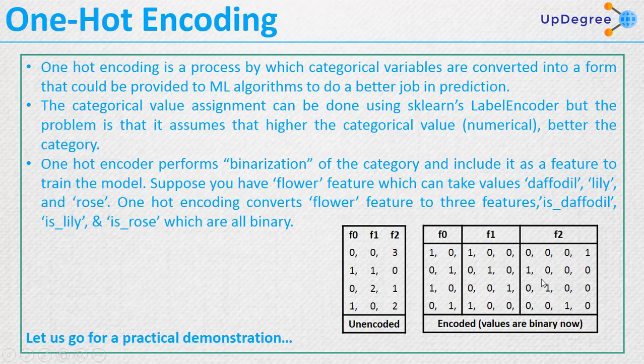So in this way, the encoded values, which will be nothing but binary rows, will be representing the features F0, F1, and F2 values. So let us go for a practical demonstration for the better understanding.